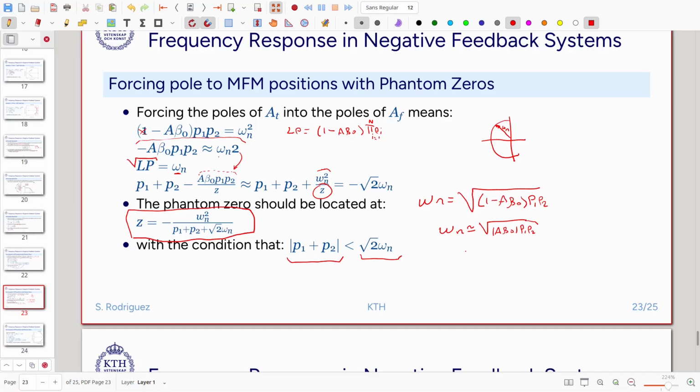value, and then I have my expression for the phantom zero here, that it is going to be equal to minus Pn square P1 P2 plus square root of 2 omega n. Okay, and those are my equations, and this is my condition. So I should always check this condition before I try to put the poles in Butterworth positions.